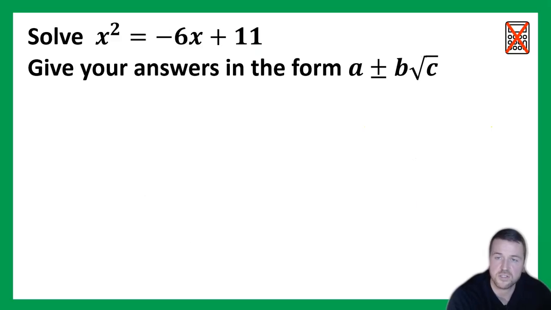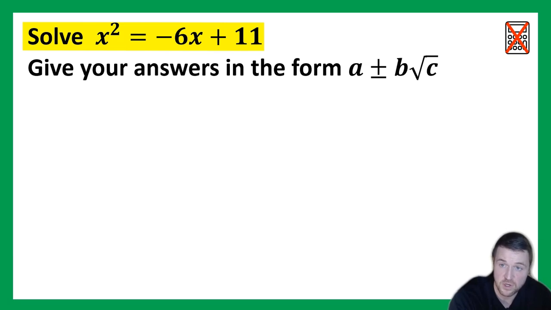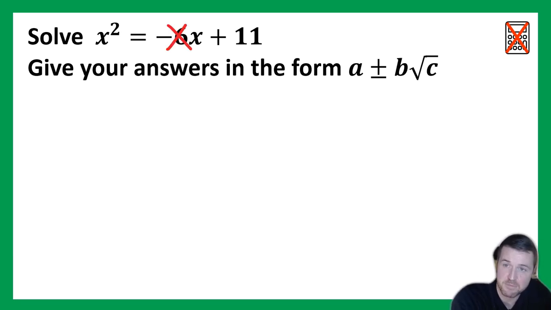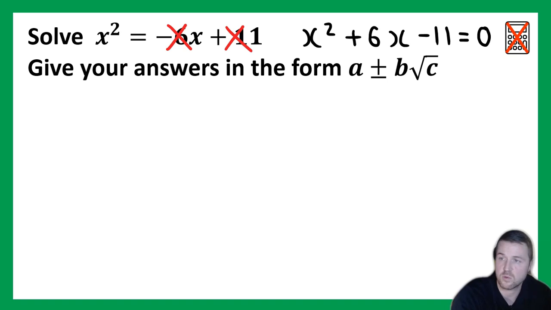On to the advanced question, one of the trickier questions that you're likely to find on this topic. At the moment, the equation given that we have to solve is not in the form of a quadratic equation equal to 0. We need to first change it so that it is, and we can do this by adding 6x to both sides and subtracting 11 to give me x squared plus 6x minus 11 is equal to 0.